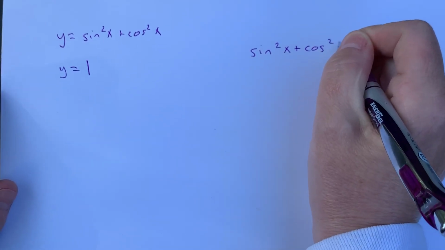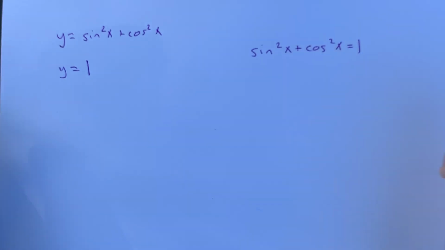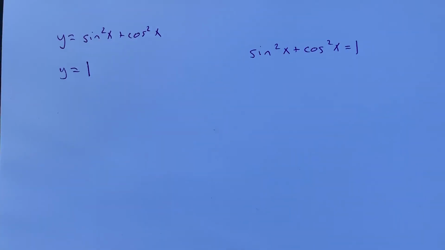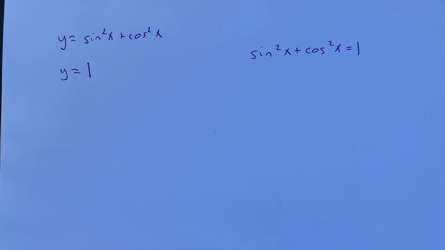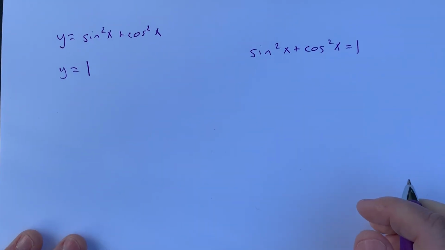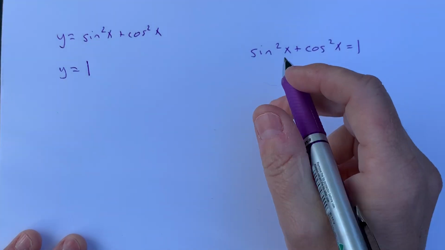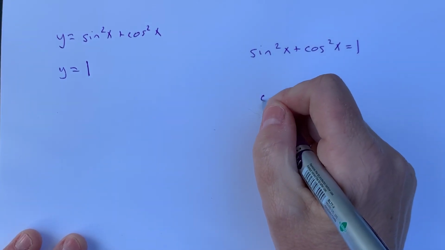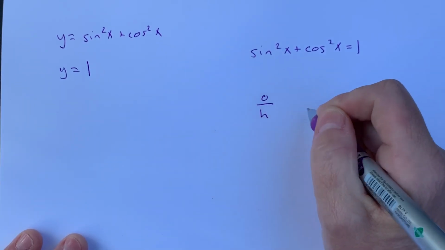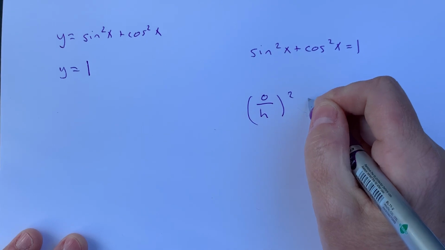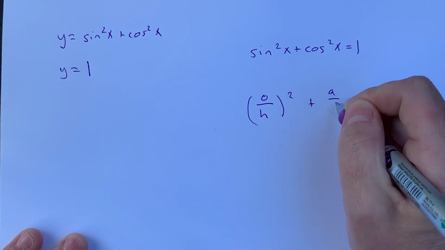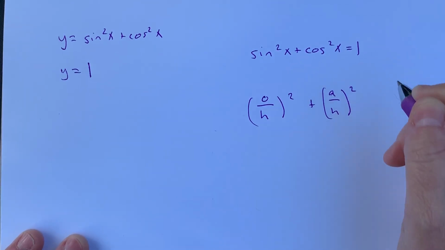Okay, but that's not a proof. That's speculation. I think I saw that. So I'm wondering how I could prove that. And ideally, you've already thought about this. Ideally, you've already thought that sine is the opposite over the hypotenuse, and cosine is the adjacent over the hypotenuse.